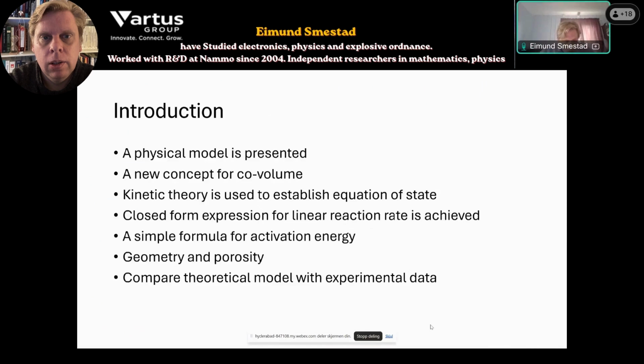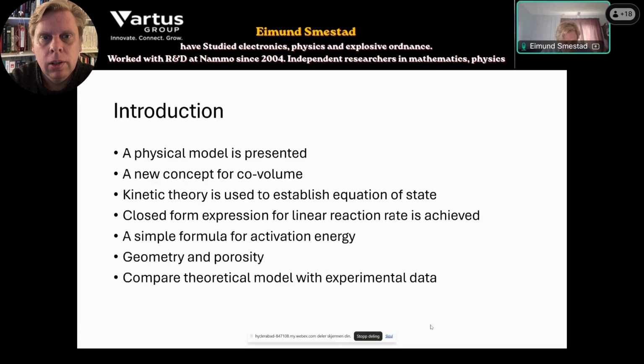Introduction. I will present a physical model with physical parameters. It's an analytical model and not a computational one. It's not empirical either. A new concept of co-volume is introduced. Kinetic theory is used to establish the equation of state. A closed form expression for the linear reaction rate is achieved. A simple formula for activation energy is also achieved.